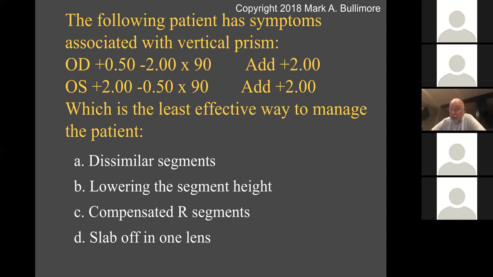Okay, so as Colin just chimed in, the thing that won't work is lowering the segment height. You could prescribe dissimilar segments, which of course will give you differential prism. That would offset the differential prism caused by their anisometropia, or you could do slab off, and slab off is probably the way we would try and manage that in the optical.